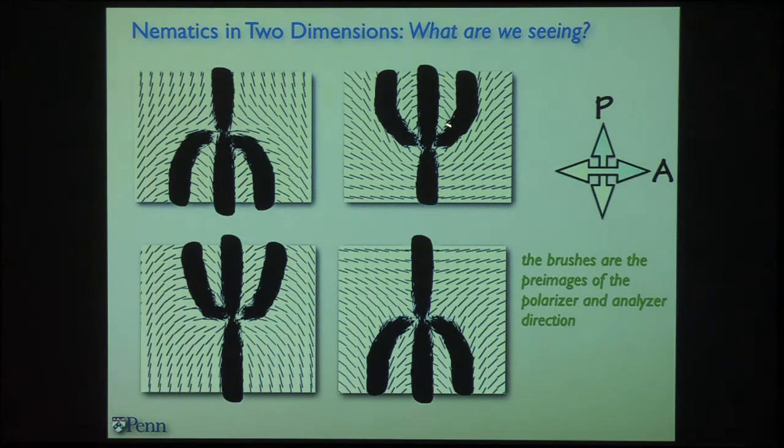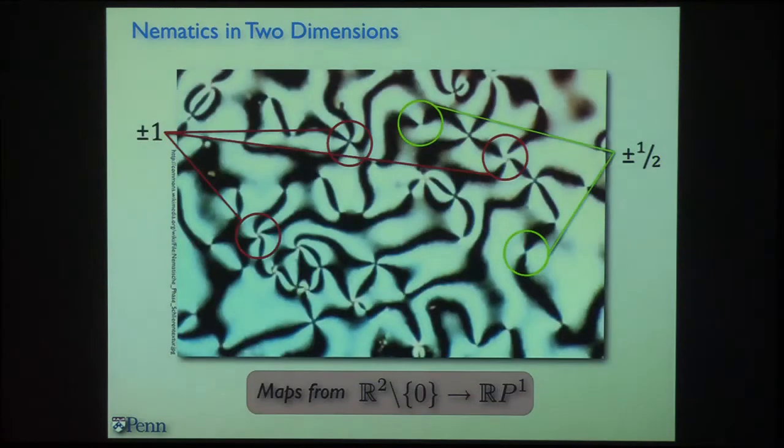You get 4 brushes because it goes through the polarizer direction twice and the analyzer direction twice. And of course, take a guess. You also see these ones where there's 2. And when there's 2, it's more exciting, because that means that they only rotated around by pi.